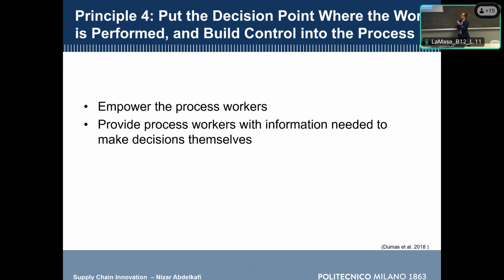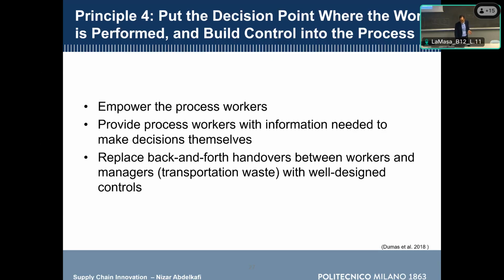So, empower the process workers. It means we provide process workers with the information needed to make decisions themselves, and then replace the back and forth handovers between the workers and managers, which is a transportation waste. So the back and forth between site engineer and perhaps works engineer. Of course, we do not see what is happening behind that process, because if the works engineer, the responsible manager, does not approve the rental of the equipment, the site engineer may get on the phone, very angry, calling the responsible engineer, saying no, it's not like this, and then it can get into a conflict. So we have to think about designing controls into the process.